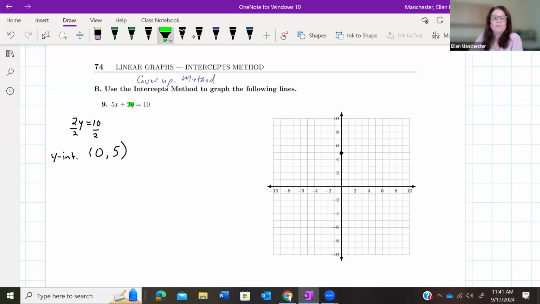Okay. Now I'm going to cover the other one up. So when I cover the y up, I end up with 5x equals 10. So I'm going to solve for x. So what I'm finding is my x-intercept. I covered the y up, and my x is 2. So it's at 2, 0. And there's your line. Connect the dots. And hopefully your lines are a little better than mine.